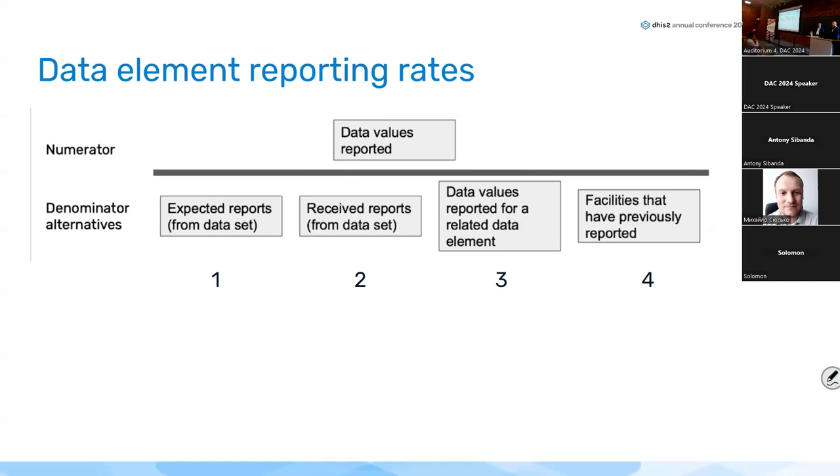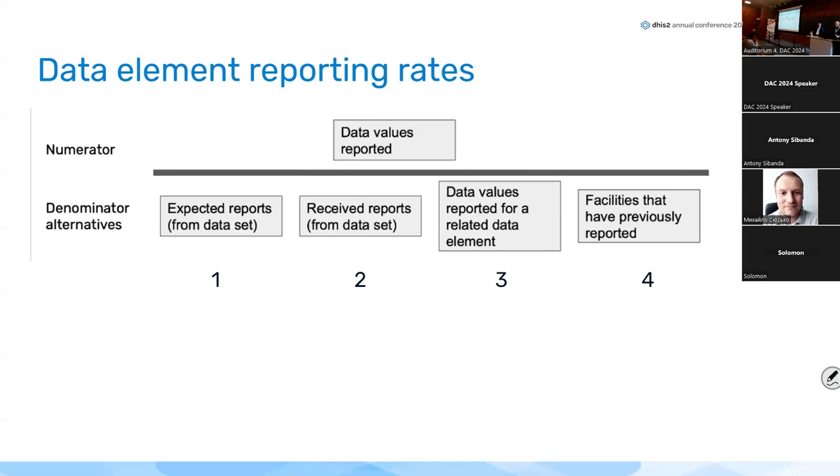And then the other one is facilities, number four here, is facilities that have previously reported. So for example, if this facility has reported on this data value in the past, I expect them to report on it this month too. Does that make sense? So we can count how did this facility report on, say, in the past 12 months? Did they report on this? And then we can say, yes, they did. Then I also expect them to report this month.